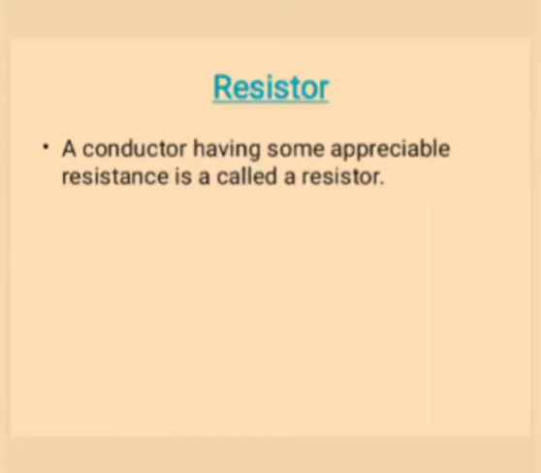A conductor having some appreciable resistance is called a resistor. What is a resistor? A conductor having some appreciable resistance is called a resistor. In the activity 12.2, we have used the resistors, nichrome wire and torch bulb. The filament used is tungsten. Nichrome and tungsten are the resistors used in the activity 12.2.